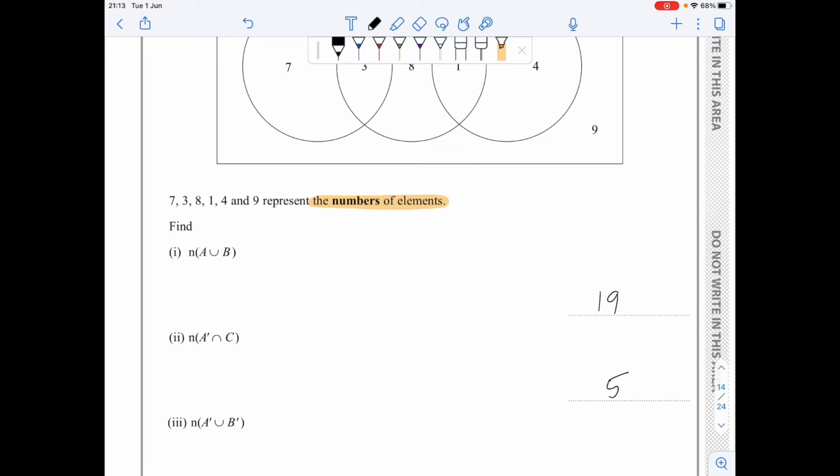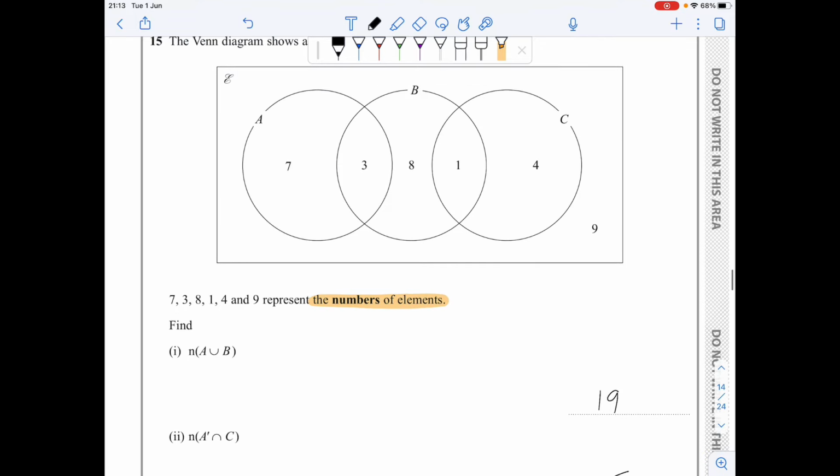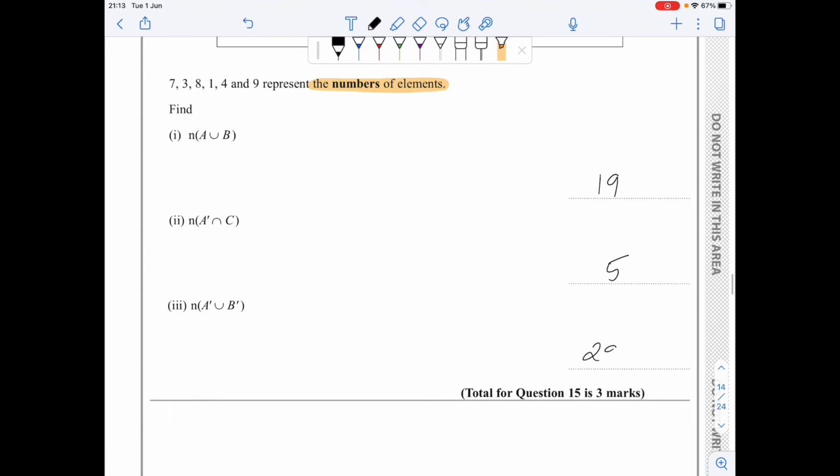And then finally, A complement union B complement. So this means either outside A or outside B. Outside A, I've got these numbers. Outside B, I have these numbers, either purple or red. So if I add this up, I get 29.